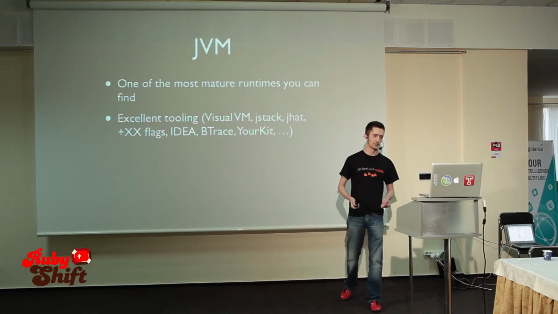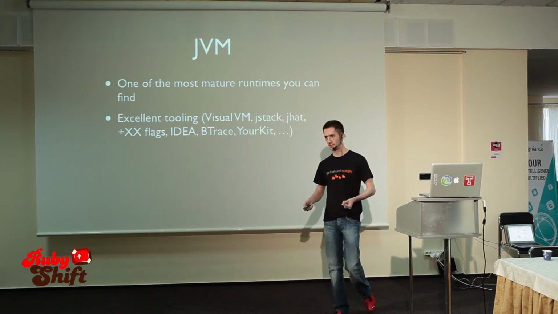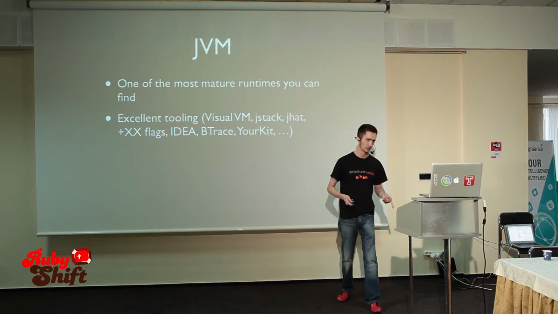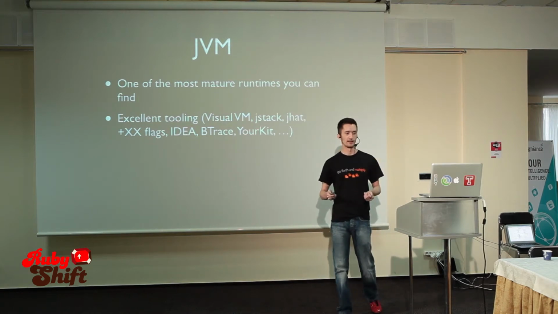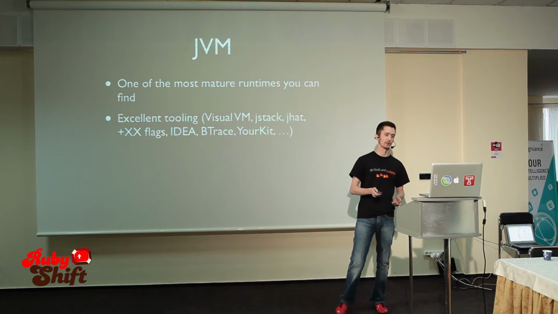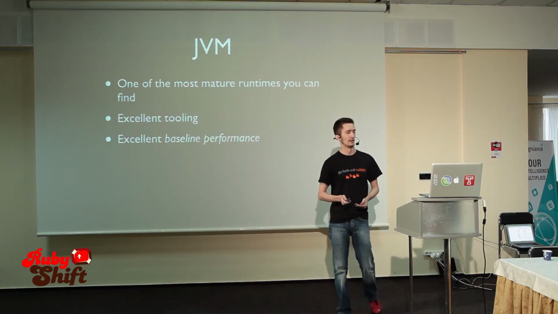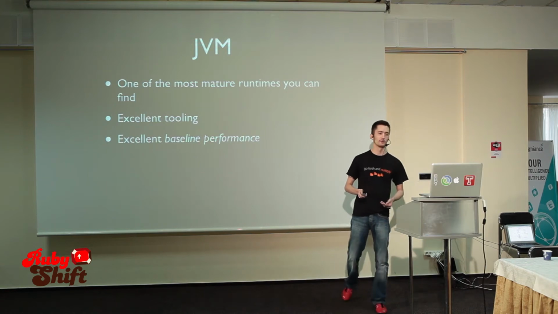You have things like btrace, which, if you are familiar with dtrace, is a very similar thing for the JVM bytecode, and it's a hidden gem. And you have profilers like PureHit and a ton of other things. And it offers excellent baseline performance. Yeah, I think not many people will argue with that.